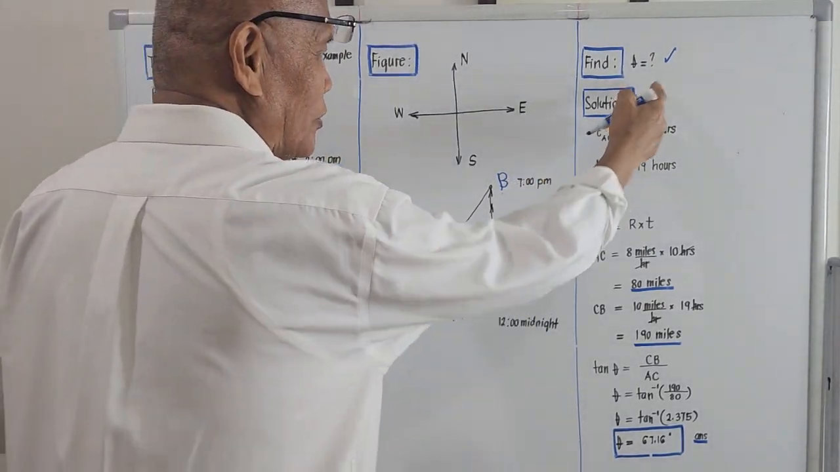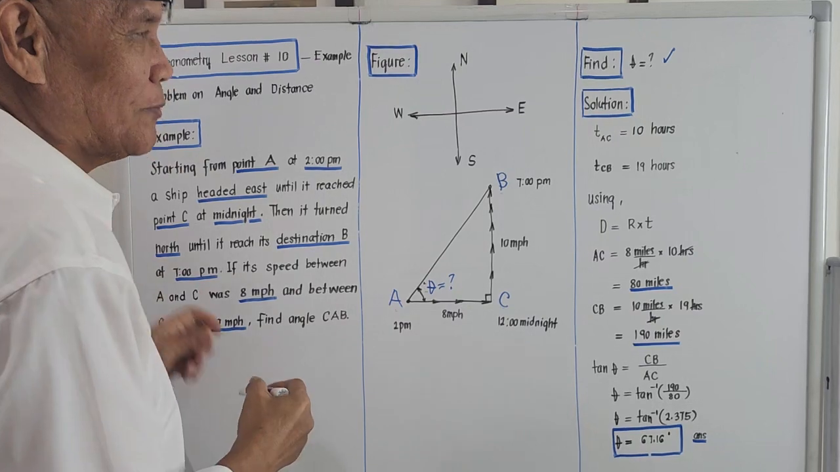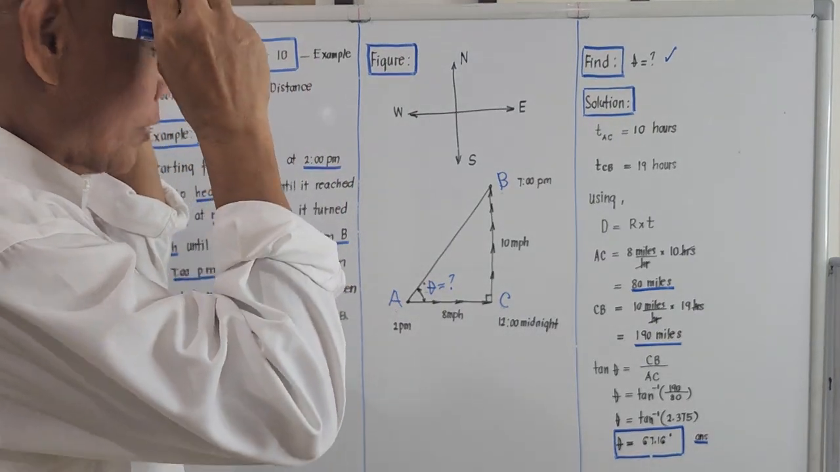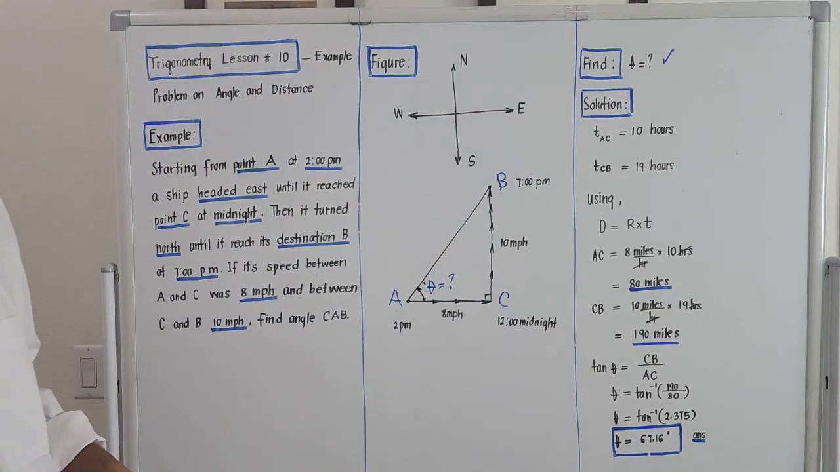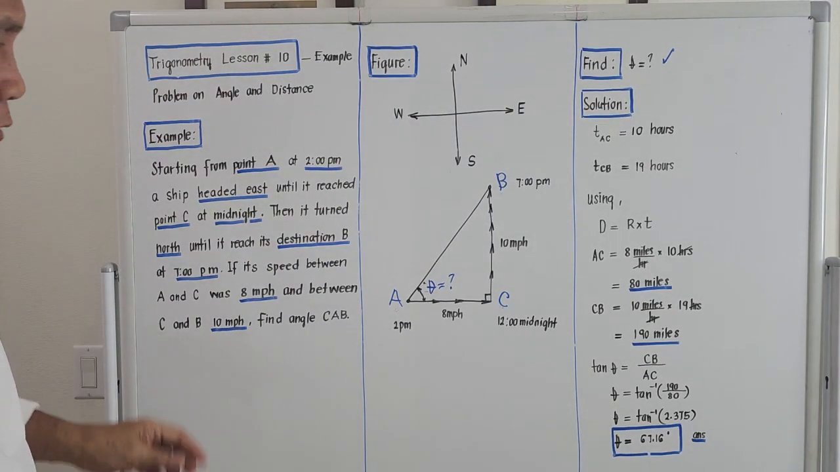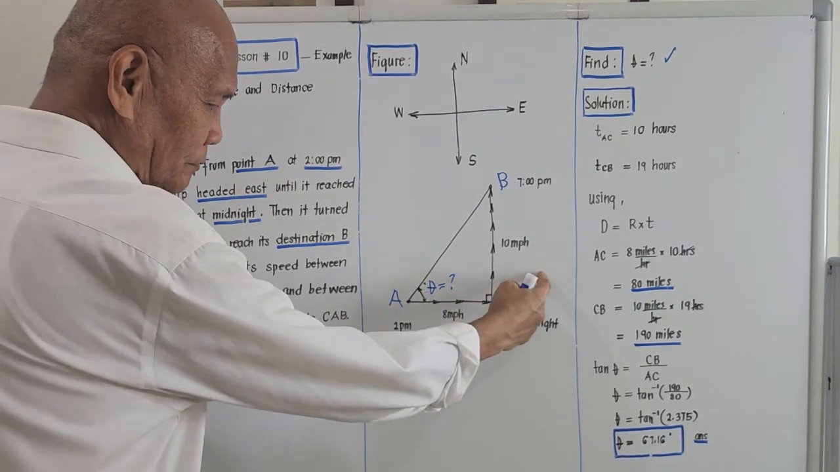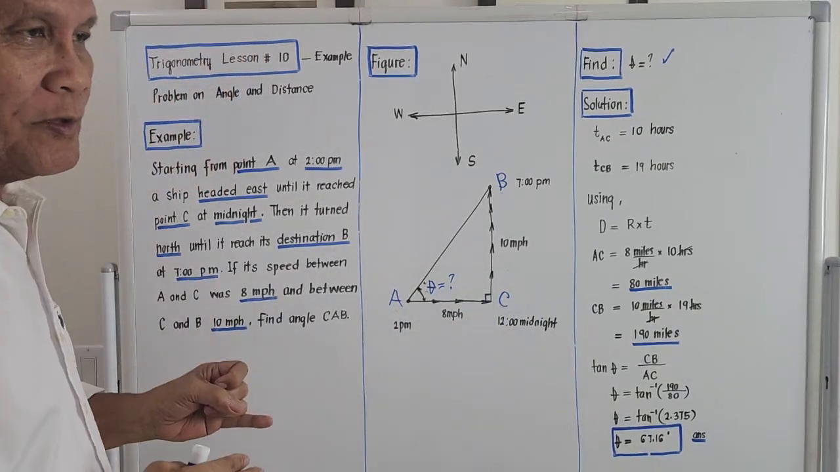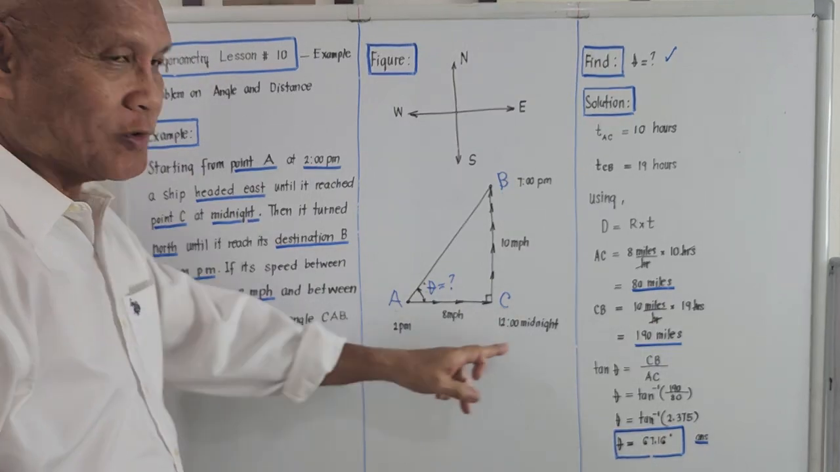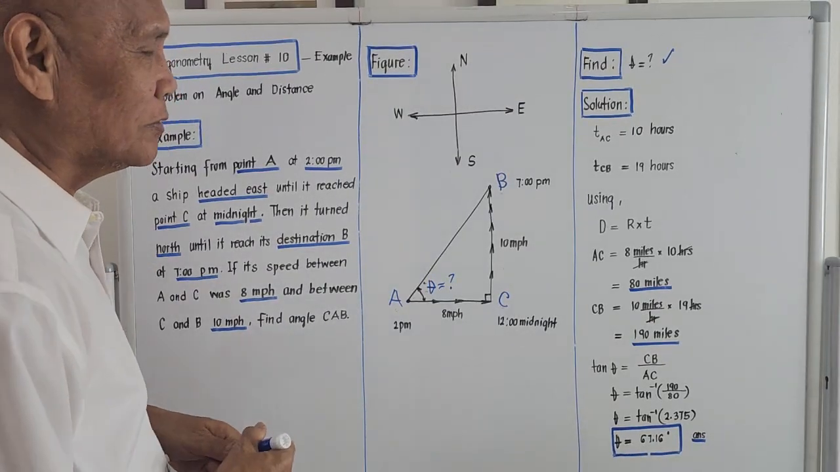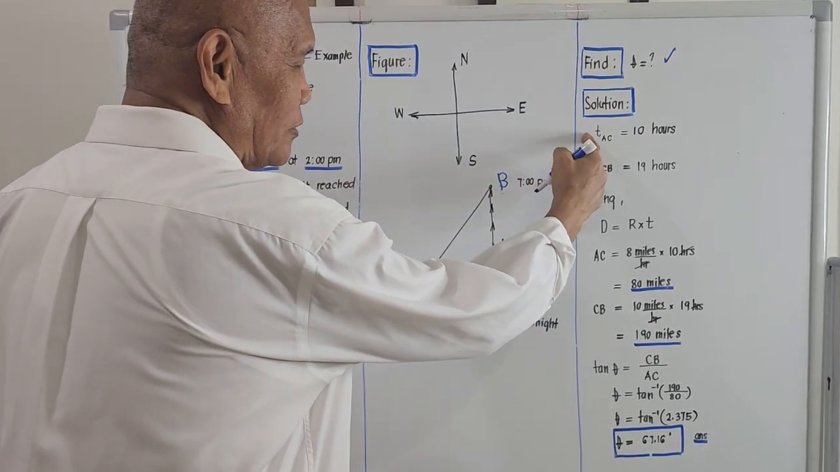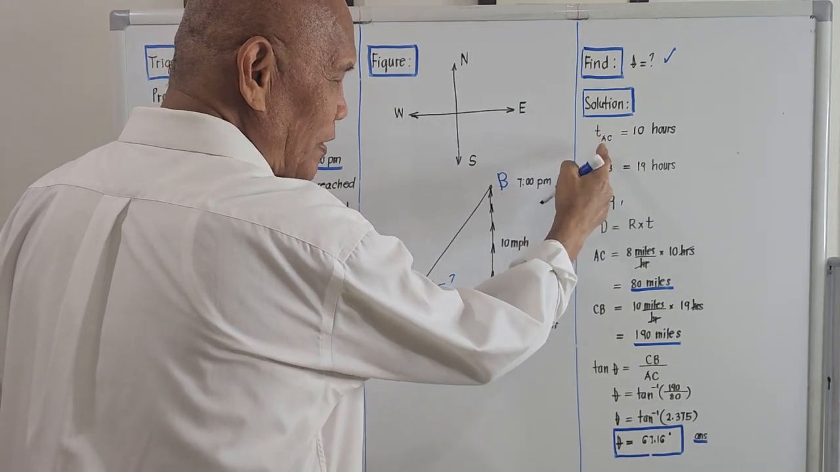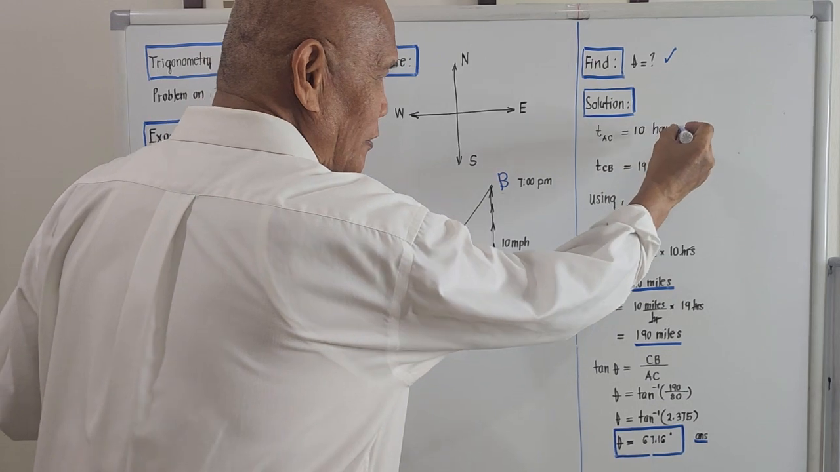To bring out the solution, we must first compute for the time. We could compute for the time orally, right? From A to C, from 2 p.m. to 12 midnight. If we count from 2 p.m. to 12 midnight, it's actually 10 hours. So small letter t with the subscript AC, meaning the time consumed from point A to point C, is 10 hours.